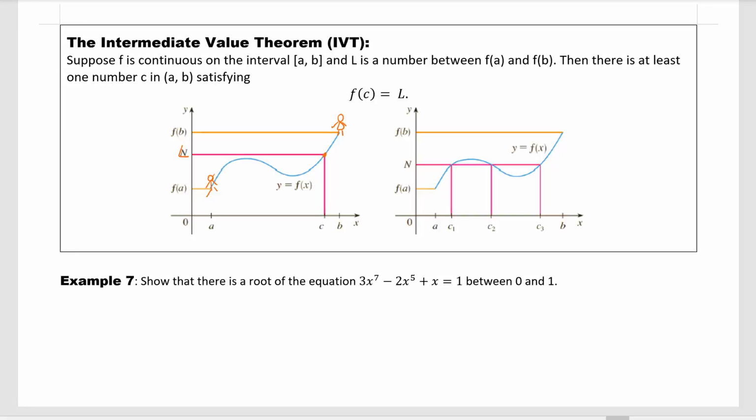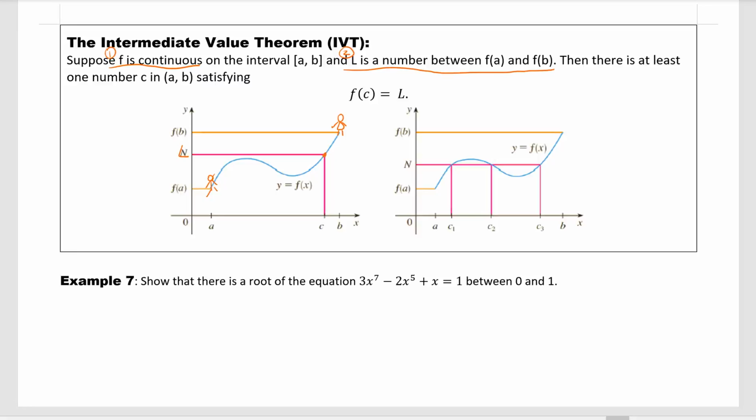For the theorem, we need to make sure we satisfy the condition, and after we make sure we satisfy the condition, then we can draw the conclusion. So what are the conditions of this theorem? First, we need f to be continuous. And second, we need L to be a number between f of A and f of B. Then the conclusion is there is at least one C such that f of C equals L. So this is the intermediate value theorem.